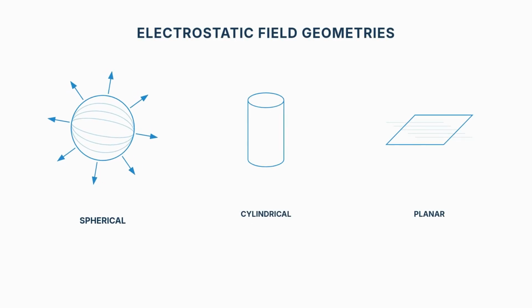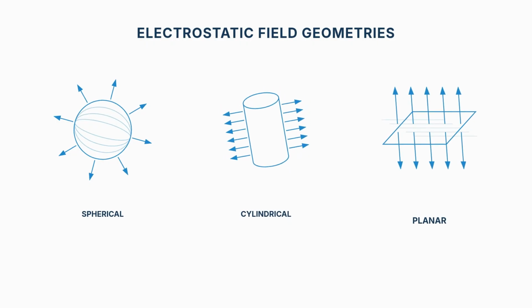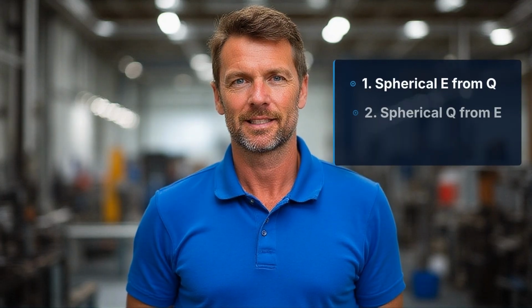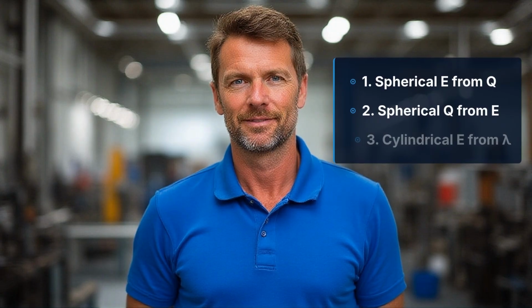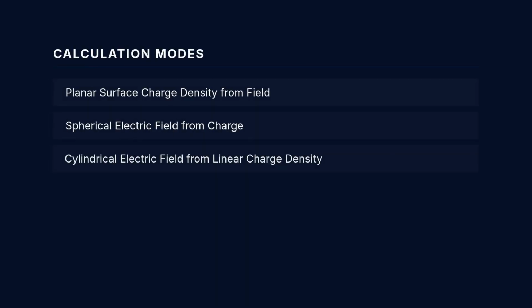First, there's a drop-down menu for calculation mode with 6 options: spherical electric field from charge, spherical enclosed charge from field, cylindrical electric field from linear charge density, cylindrical linear charge density from field, planar electric field from surface charge density, and planar surface charge density from field. For this demonstration, I'm using spherical electric field from charge.